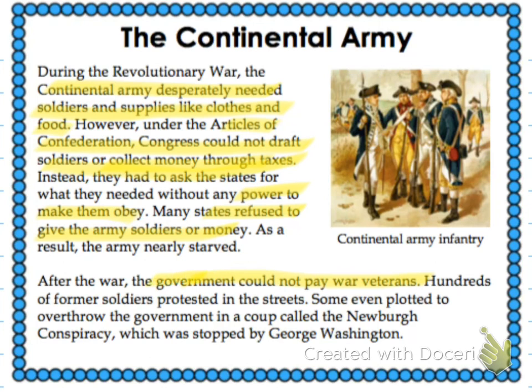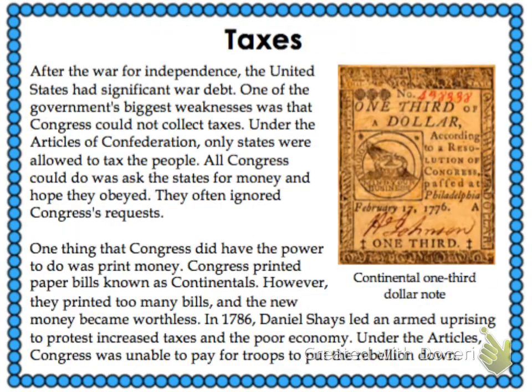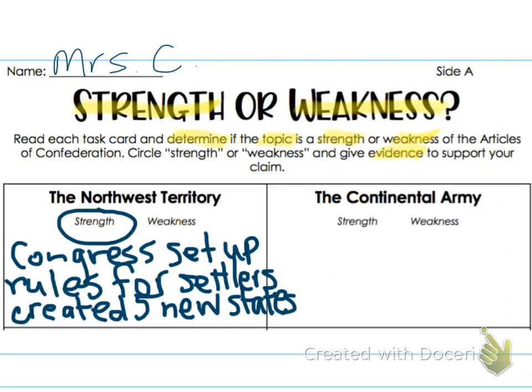And people were so upset they even wanted to protest the government and overthrow the government. If they overthrow the government, they kick out the leaders. Okay? So now what I want you to do is go to your strength or weakness worksheet. And right now we're going to talk about the Continental Army.